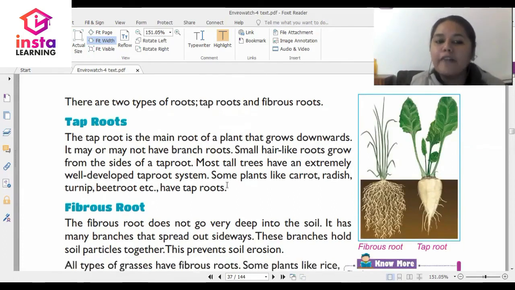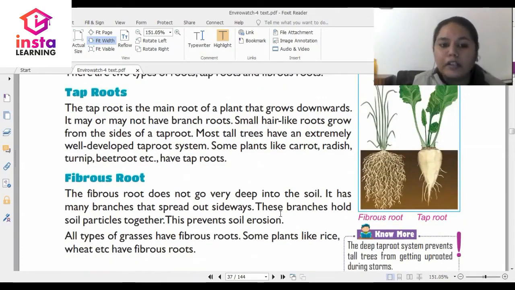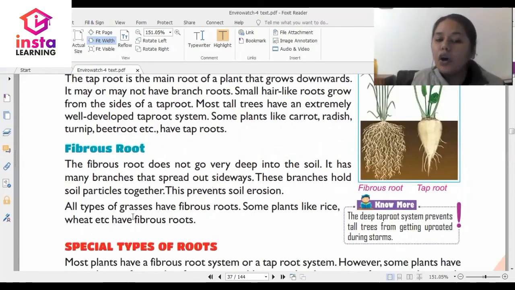All right. And then you have fibrous roots, which you commonly see mostly in grass that is there in the park. The fibrous root does not go very deep into the soil. It has many branches that spread sideways. You can see these roots which are going sideways. These branches hold soil particles together and prevent soil erosion. What is soil erosion? Soil erosion, in simple words, is when the soil loses its qualities, or when soil loses its fertility. That is soil erosion. All types of grasses have fibrous roots. Some plants like rice, wheat, etc. have fibrous roots.